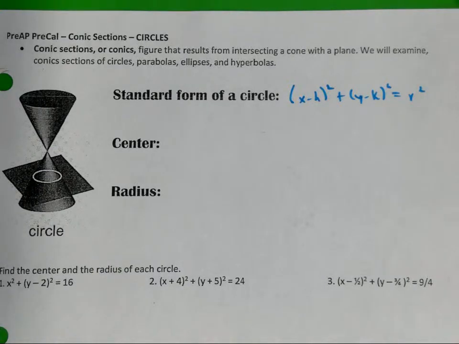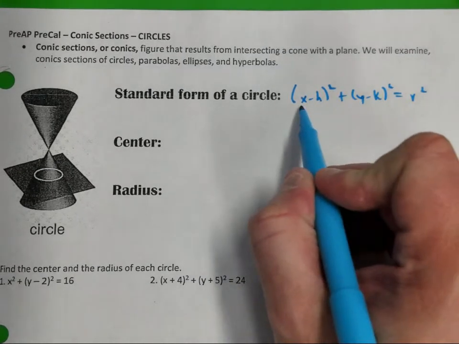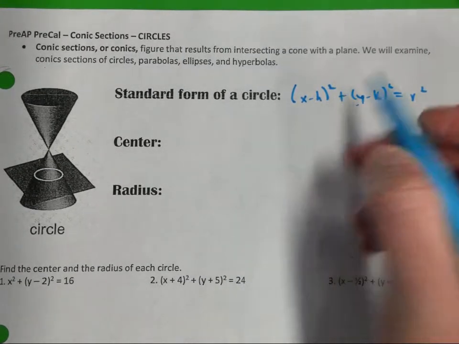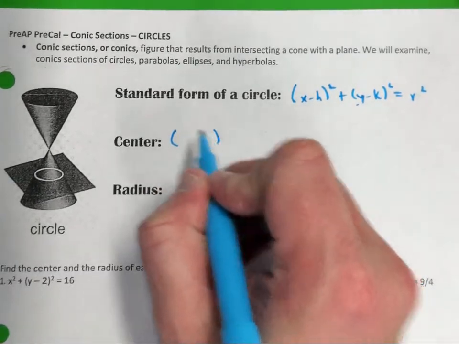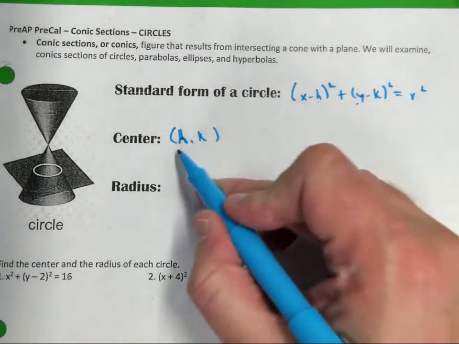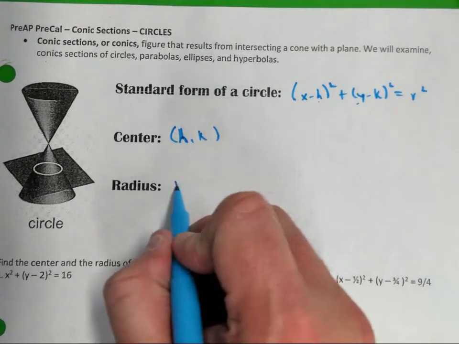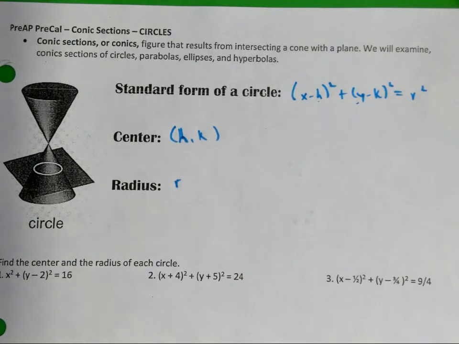The center is in the parentheses with the x and y. The x will always be there, the y will always be there. The center in this case will be what? (h, k). It's opposite of what you see. You see a negative, it's going to be a positive. See a negative, it's going to be a positive. And your radius would be what? r. You take the square root of that.